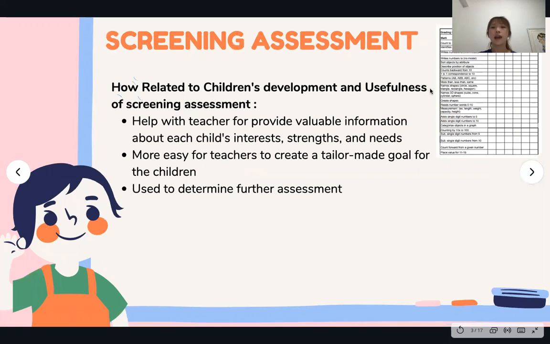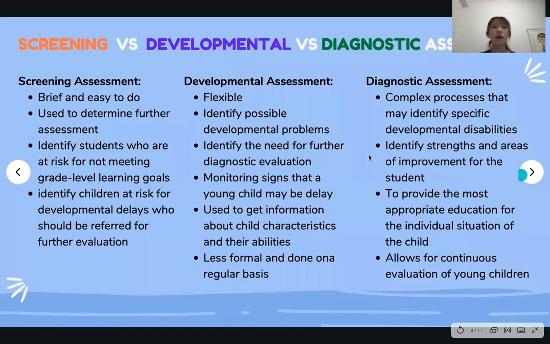So for screening assessment, here is an example of one kind of screening assessment and how it's related to children's development and the usefulness of screening assessment. It can help teachers by providing valuable information about each child's interest, strength, and needs. It is easier for teachers to create tailor-made goals for the children, and it can be used to determine further assessment too.